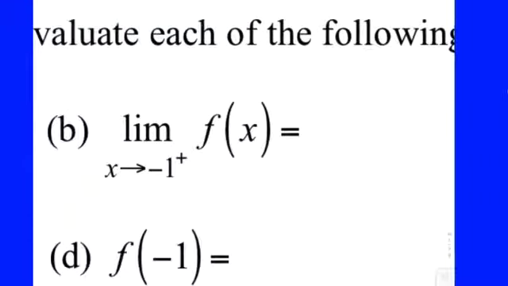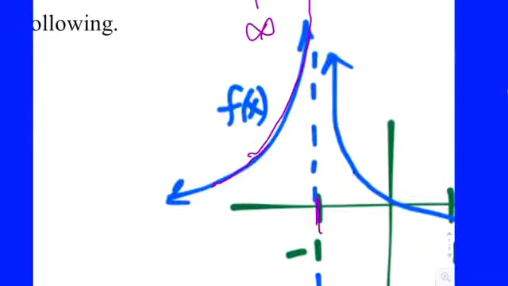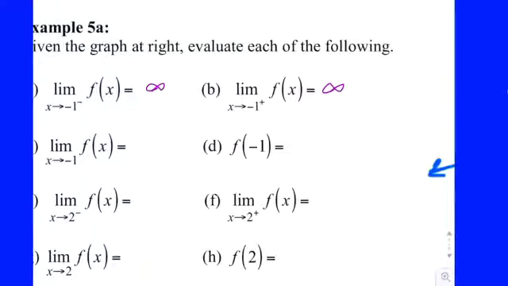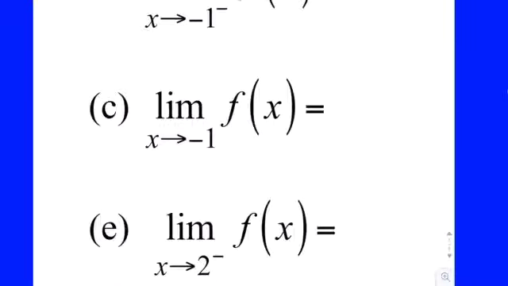From the right-hand side of negative 1, that should be pretty easy. Here's the right side. We start heading back towards negative 1. It appears we're also going up to infinity, right? Which, again, remember, we're saying that the limit doesn't exist because it's increasing without bound. What do you think then we can say about the general limit at negative 1? Very good. We can actually say infinity here.